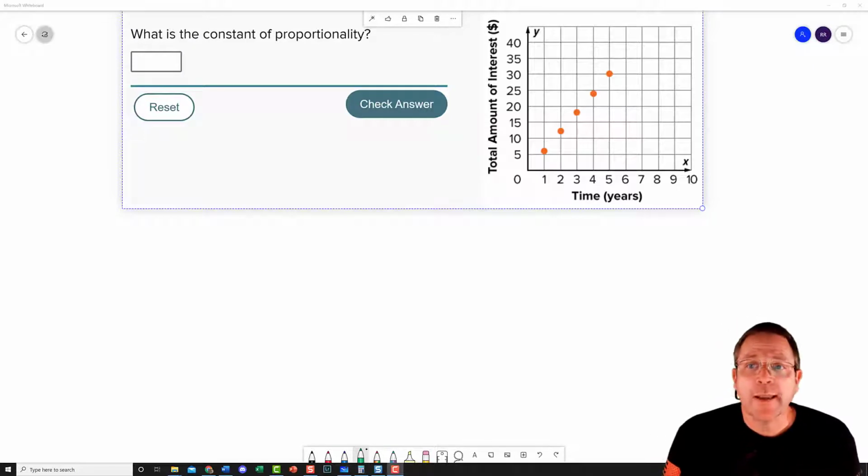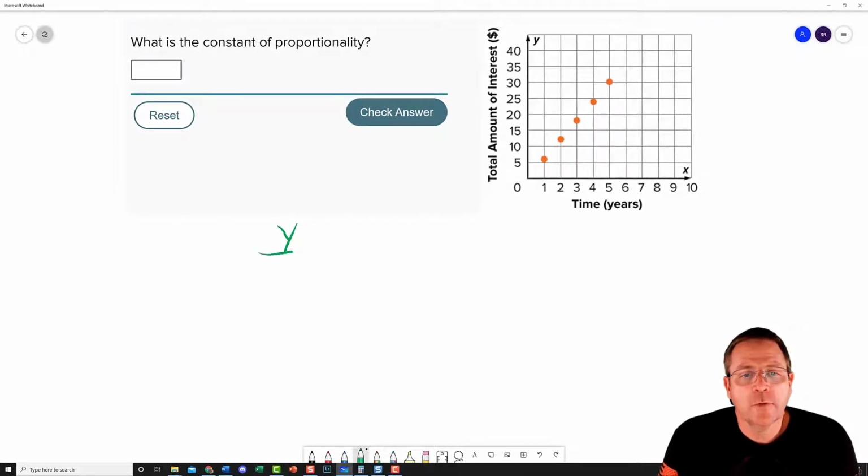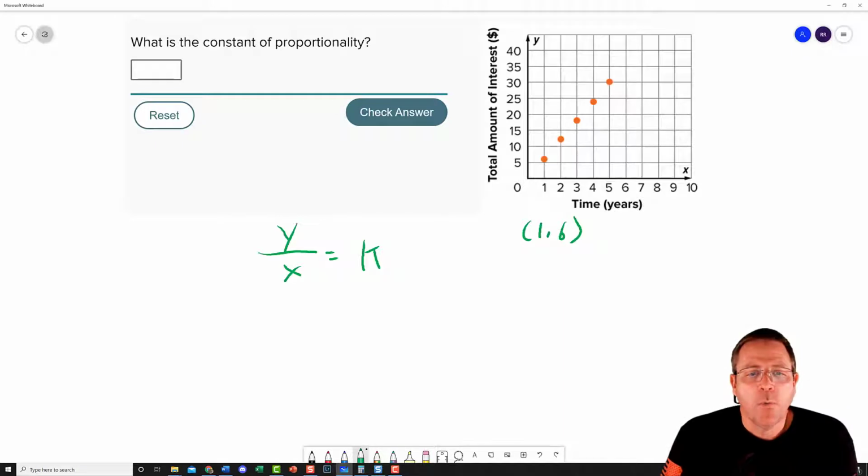Now we're stepping up our game a little bit as the problem asks what the constant of proportionality is. If you remember from last chapter, we had a formula that said y divided by x is equal to our k value, our constant of proportionality. And we can pick any point. The point I'm going to pick is the first one, because that's the easiest to work with. (1, 6): my y value is 6, my x value is 1, and that means that the constant of proportionality is going to equal 6.